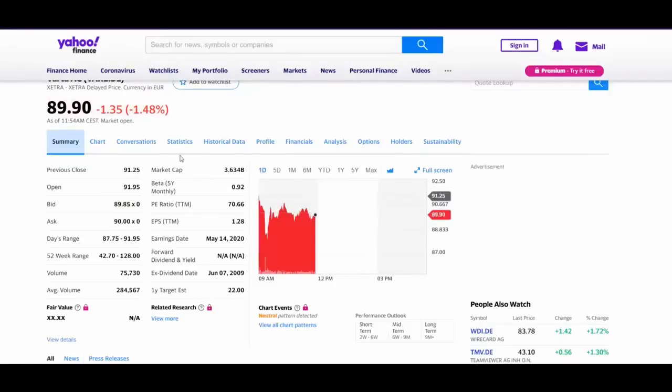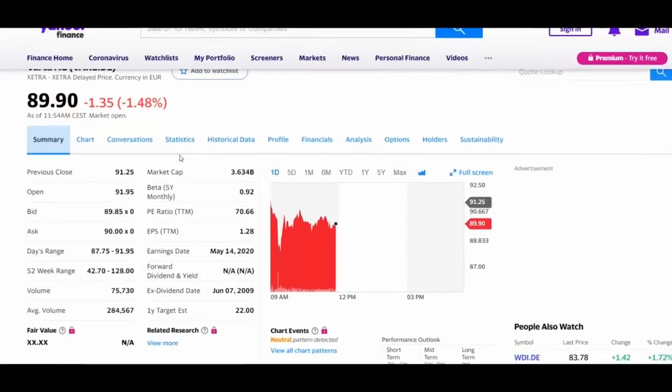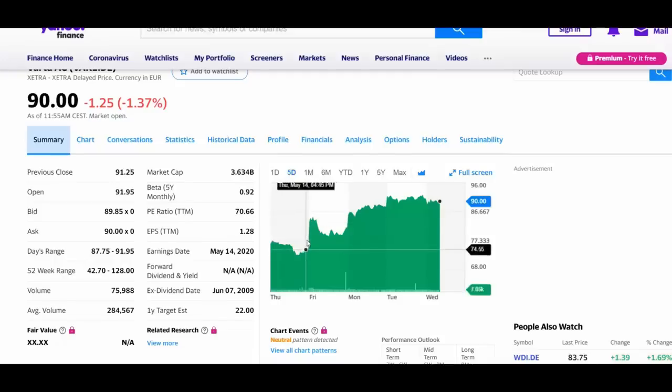So let's have a quick look at the summary of Warta AG at Yahoo Finance. The market cap is currently sitting at 3.634 billion and the 52-week range is from 42 euros to the highest peak of 128 euros. This is one of the other reasons why I chose Warta AG. I bought this company last Thursday at around 75 euros, and that was still at around a 50% discount.